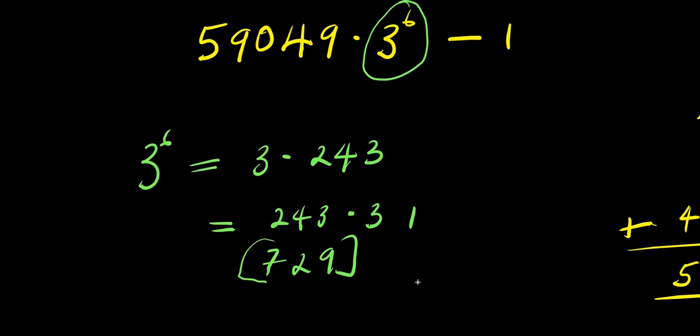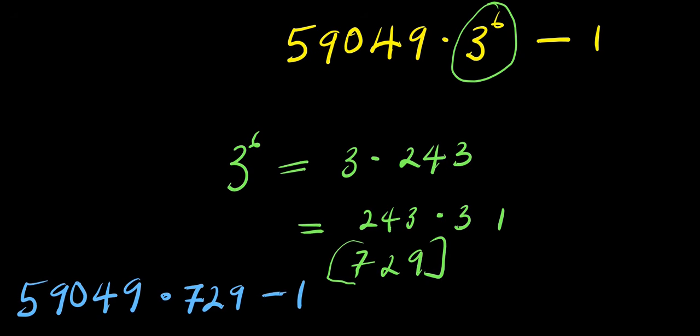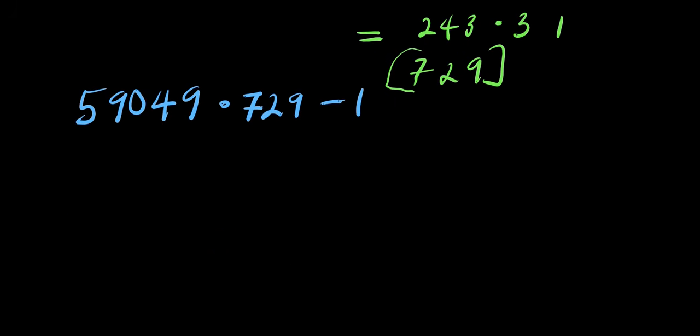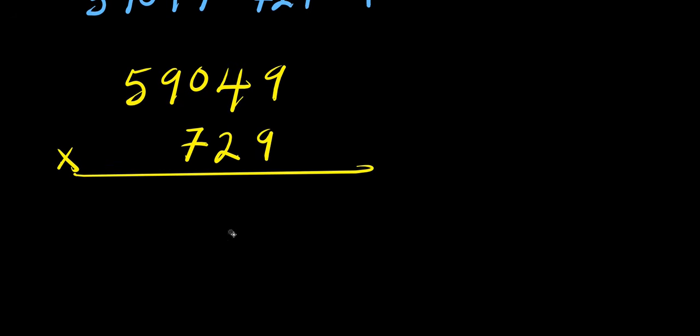So what this simply means is that you are going to have 59049 times 729 minus 1. So we need to simply multiply 59049 times 729. Then after that, we subtract 1 from the answer.